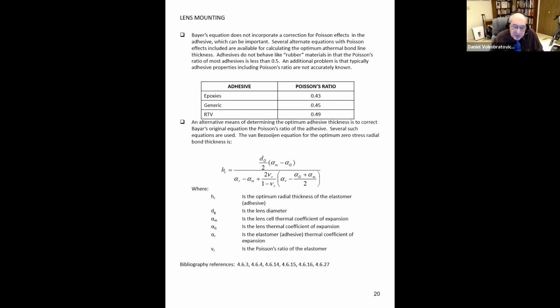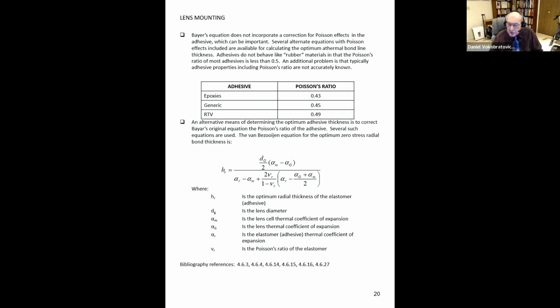talks about what's happened since 1981. Bayar's equation is very simple. And many people said this equation isn't accurate because it doesn't include a correction for Poisson effects in the adhesive. Now, this turns out to be a very difficult problem in optomechanics. How do you assess Poisson effects in the adhesive?